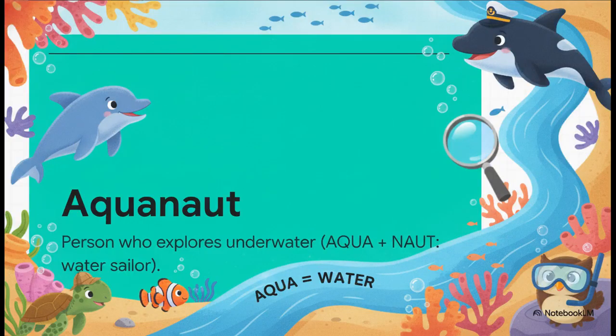What about an aquanaut? Well, aqua is water, and naut means sailor. It's exactly like the word astronaut, which literally means a star sailor. So an aquanaut is literally a water sailor. This is such a perfect way to describe a brave underwater explorer or a scientist who's living and working down in the dark depths of the ocean.